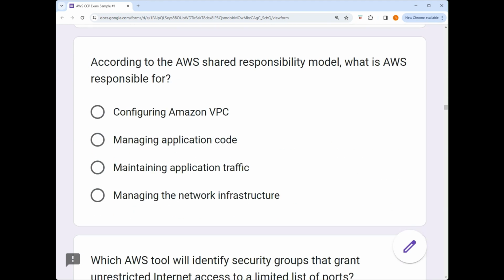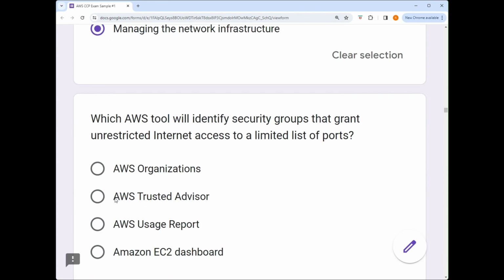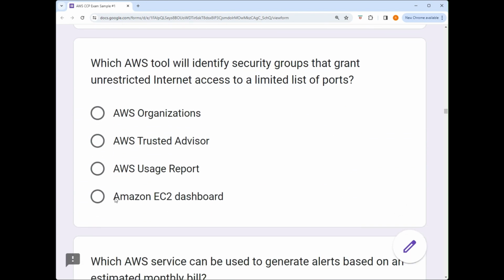According to the AWS Shared Responsibility Model, what is AWS responsible for? Configuring Amazon VPC. Managing application code. Maintaining application traffic. Managing the network infrastructure. Correct answer. Managing the network infrastructure.